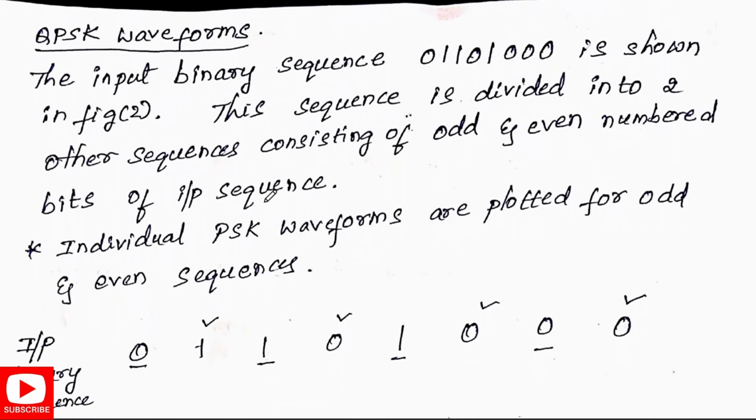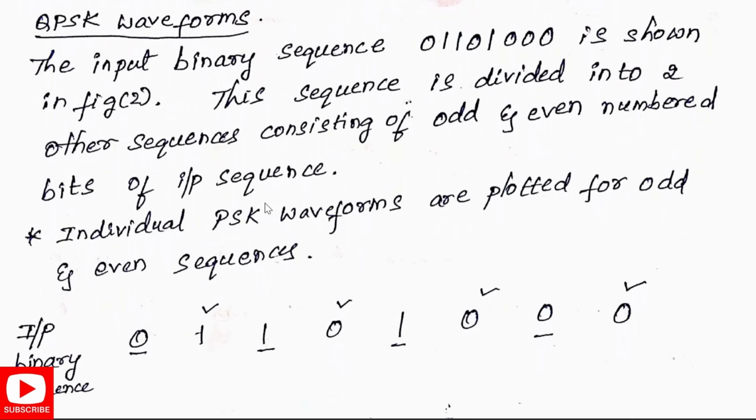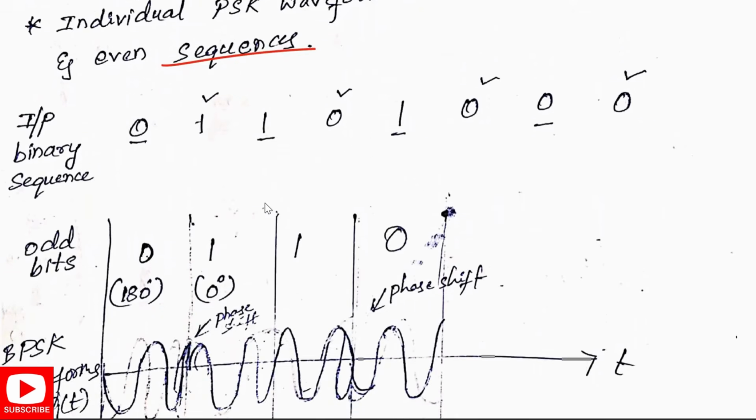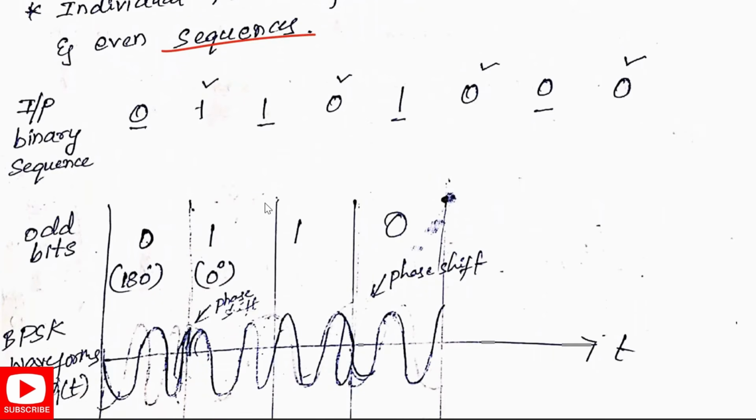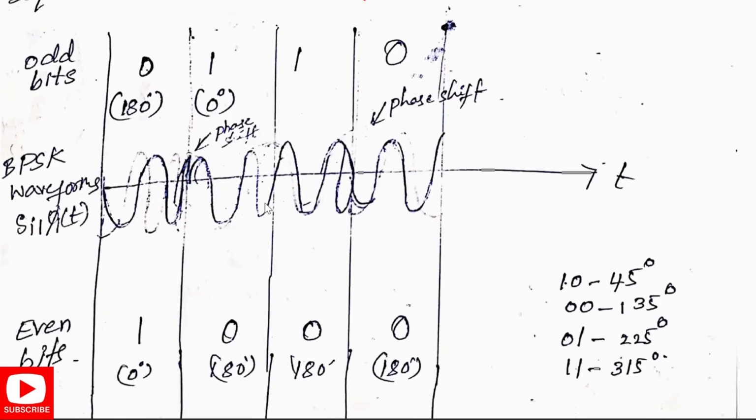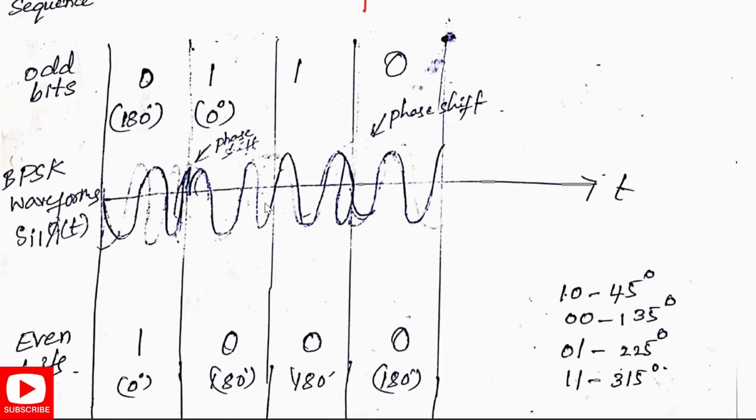Next, the QPSK waveform. This is a question that has been asked in one of the question papers. The input binary sequence is given as shown in the figure. This sequence is divided into two sequences consisting of the odd and even numbered bits of the input signal. Now the individual PSK waveforms are plotted for both the odd and the even sequences. Considering the input that has been given, we divide it into two parts: one is 0, 1, 1, 0, and then 1, 0, 0, 0. So the odd bits are given as 0, 1, 1, 0.